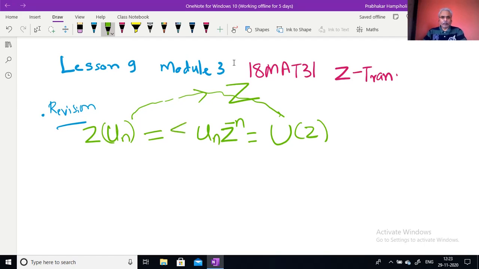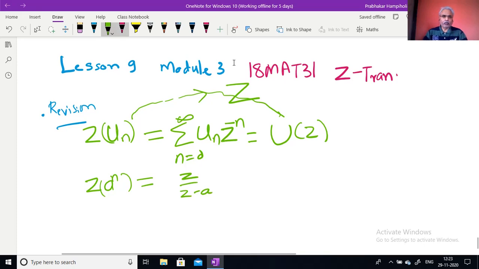Now, this is summed from n equal to 0 to infinity. We should not forget that the value of u is 0 for u of n minus 1, n minus 2, n minus 3, and negative suffixes of n. Afterwards, using this definition, first we found the Z transform of a raised to n using the formula. It reduced to a geometric progression. So using that, we got it as Z by Z minus a. So we got familiar using this formula.